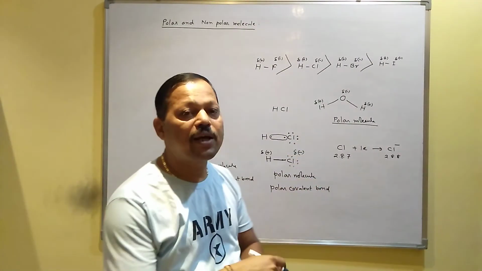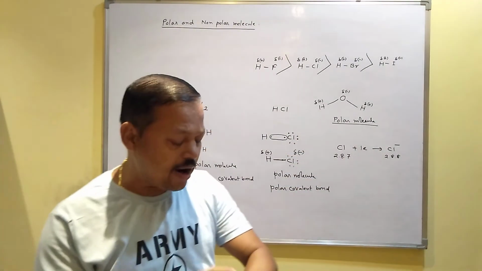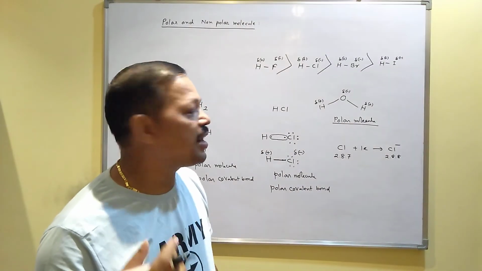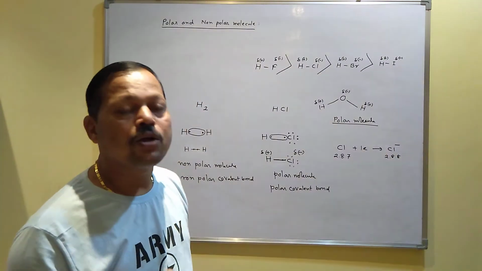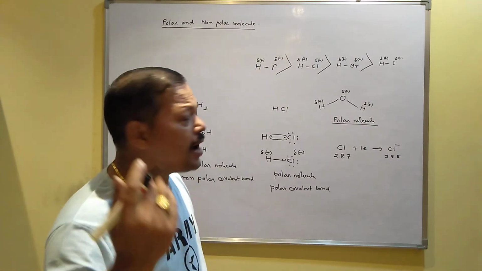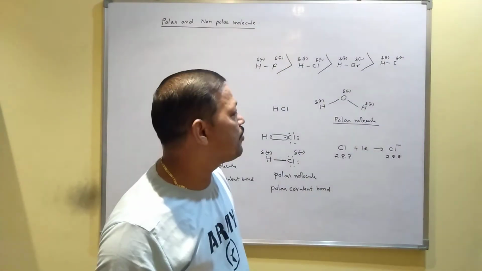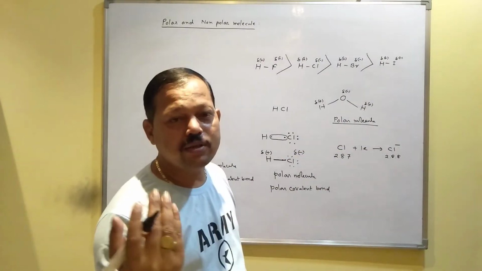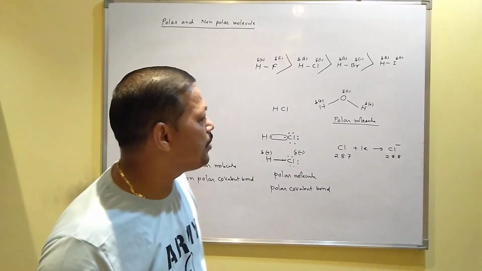So water is one example of a polar solvent. I think you have heard about polar solvents. There are some solvents which are called polar solvents, and there are some solvents which are called non-polar solvents. So you know, ionic compounds are soluble in polar solvents. A polar solvent example is water, and covalent compounds are soluble in non-polar solvents.